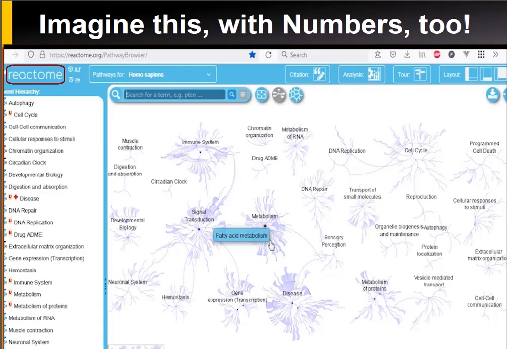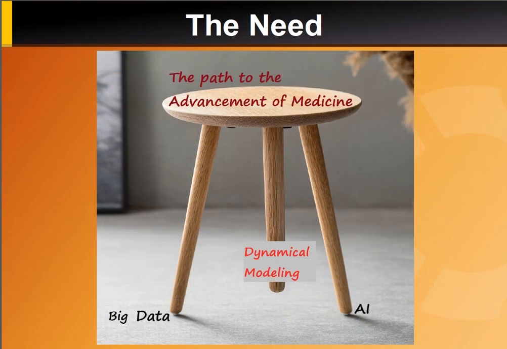And now imagine if we had all this and we had numbers and a sophisticated dynamical simulator. Imagine what kind of power that could generate for us to understand and manipulate biology. So here we get to the fundamental point of this video: in the path to the advancement of medicine, there's a lot of work being done on big data and AI, which is awesome. But at the same time, dynamical modeling is getting short shrift. That's the premise here of this project.